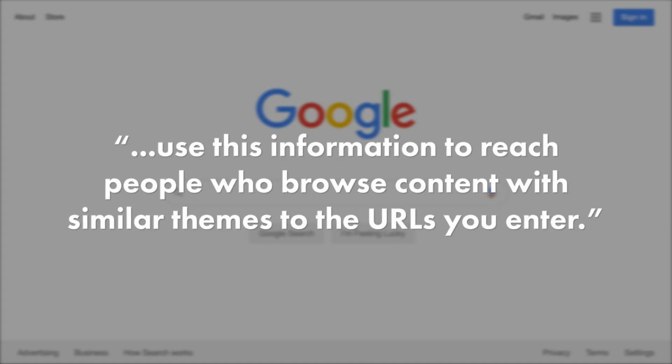Instead, Google's algorithm takes a general look at the websites that you have entered. And then according to Google, they will use this information to reach people who browse content with similar themes to the URLs you enter. So what happens is Google looks at the themes of the websites that you enter. They then find other websites with similar themes, and then they generate an audience of people who browse those types of websites. So what's really happening here is a broadening of the targeting.